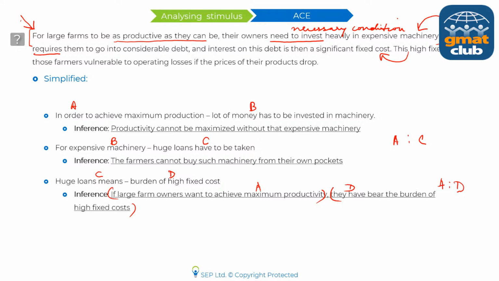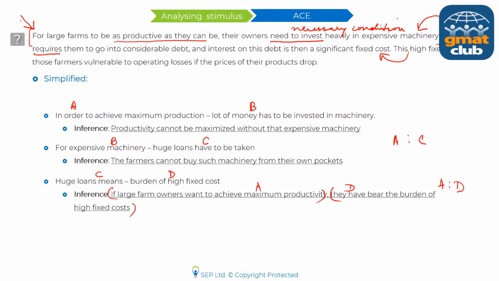Okay, that high fixed cost makes those farmers vulnerable. Now in CR language, what does vulnerable mean? It means it makes those farmers open to, or it puts those farmers at a risk. Risk of what? Operating losses. Now, never mind if you don't know the meaning of operating losses, guys. Don't let that hold you up from solving this question successfully.